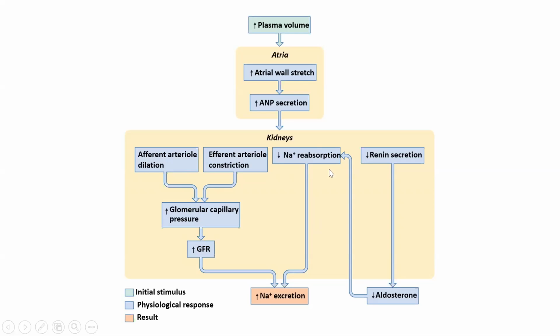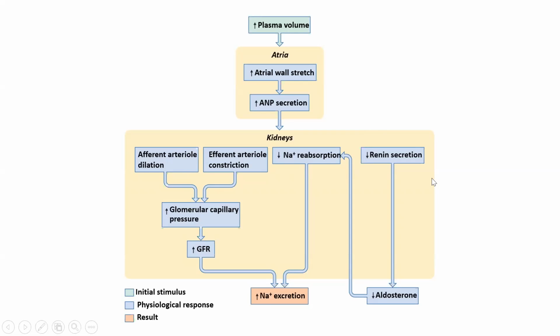The ANP is also going to stimulate the principal cells of the distal tubule to block that sodium from being reabsorbed across the apical surface of those cells. So we're going to be absorbing less sodium and excreting more of that sodium into the urine. And that is going to trigger an increase in sodium excretion, which will then facilitate the drop in blood pressure, okay? And then we notice here that decreased renin secretion is going to be a product of that.